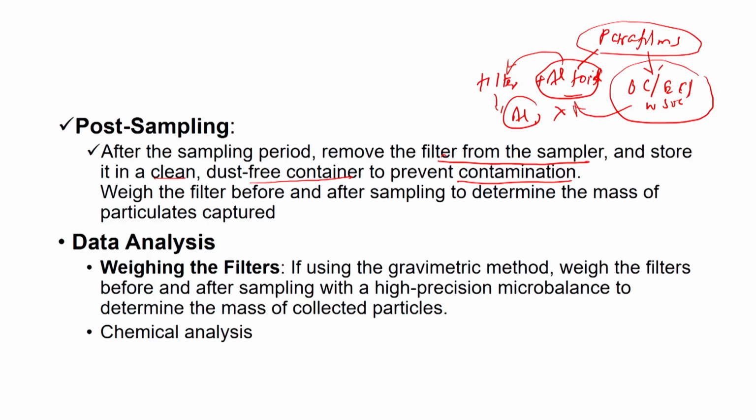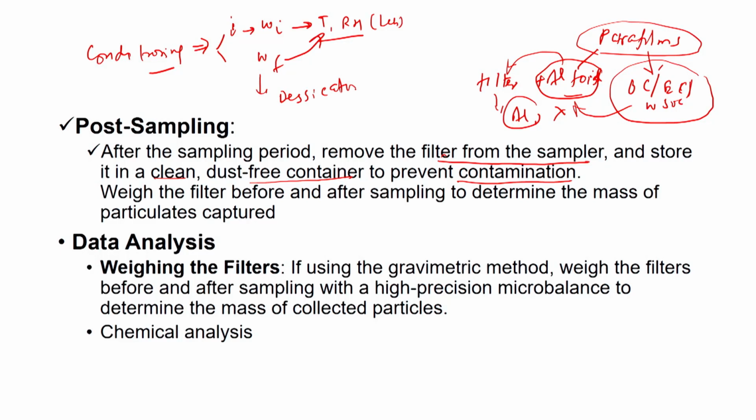So post sampling, you do the conditioning. One more very important thing is that you have to do the conditioning. Conditioning is done because when you are taking the final filter weight, you should maintain the temperature and relative humidity of the lab so that they match those of the initial weighing. This is usually done by putting the samples in a desiccator. Okay, so you keep all the samples in the desiccator.